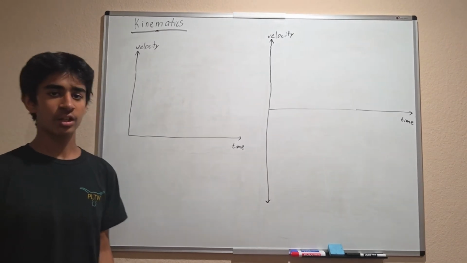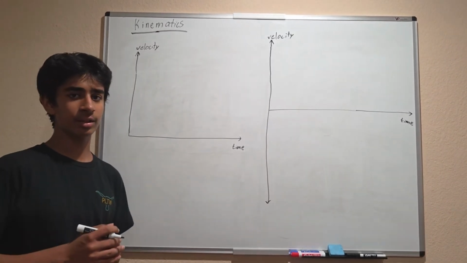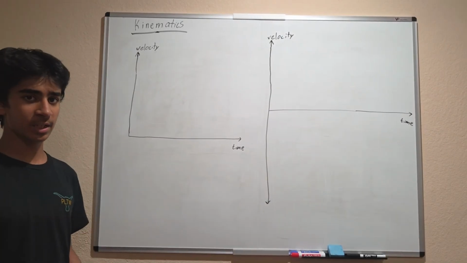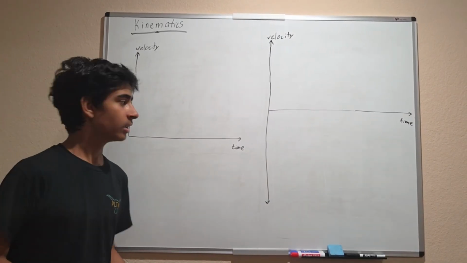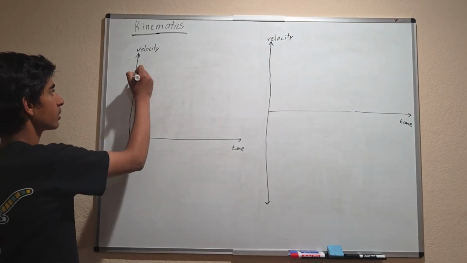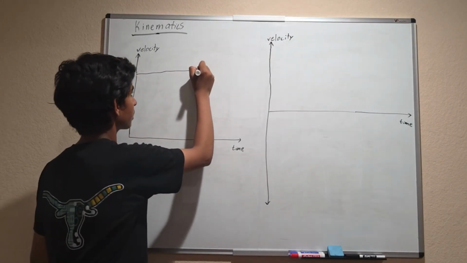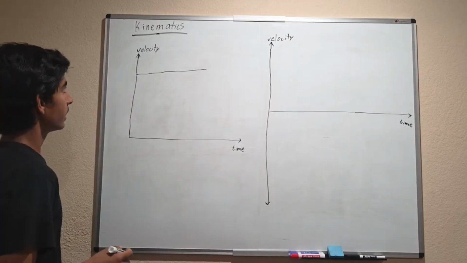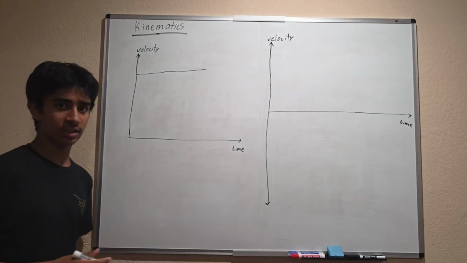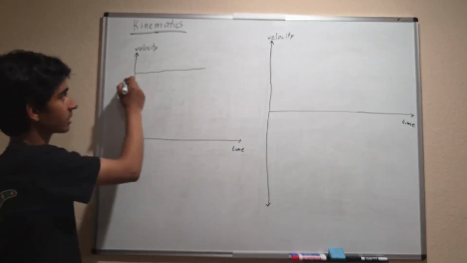If you're studying physics, you've probably been told that the area under a velocity versus time graph is the displacement. But why? To prove this, let's look at a simpler graph first. In this graph, the object is going at a constant velocity because this is flat.